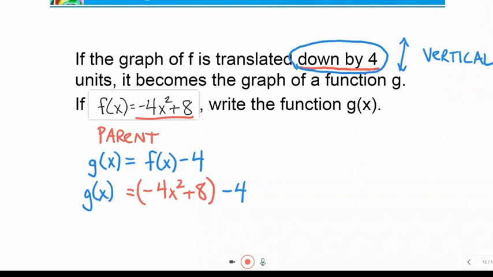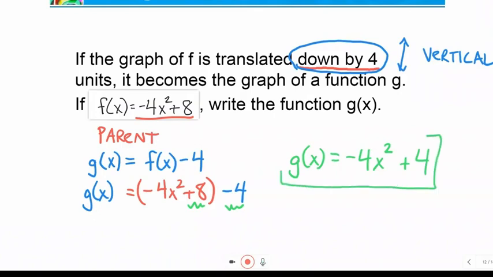Well, I can simplify these right here. 8 minus 4 is 4. So the new function is going to be negative 4x squared plus 4. So originally it's moved up 8, hence the plus 8. It's moving down 4. So your answer should really only be moved up 4 units in total.